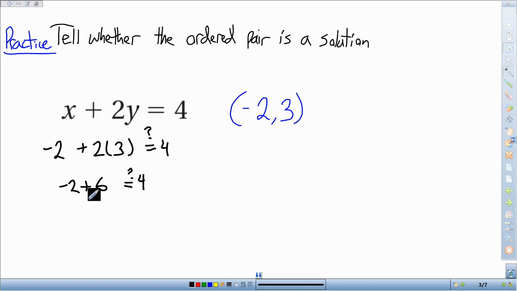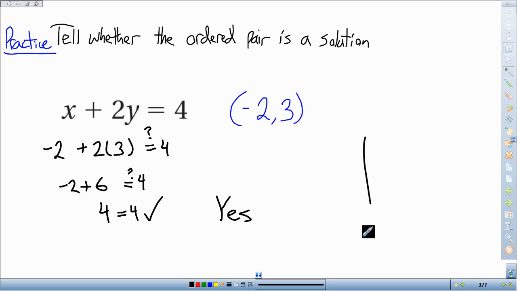Again, be careful on this. This is really, if we read this backwards, just 6 minus 2. And we know 6 minus 2 is 4. Okay, so we are getting something that works. 4 does equal 4. This works out. So does this point lie on the line of this equation? Yes, it does.